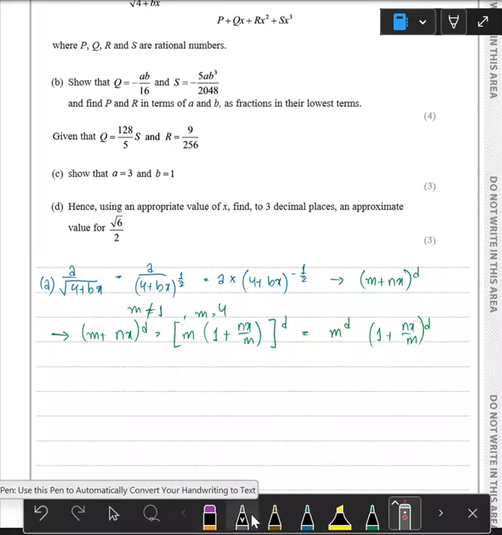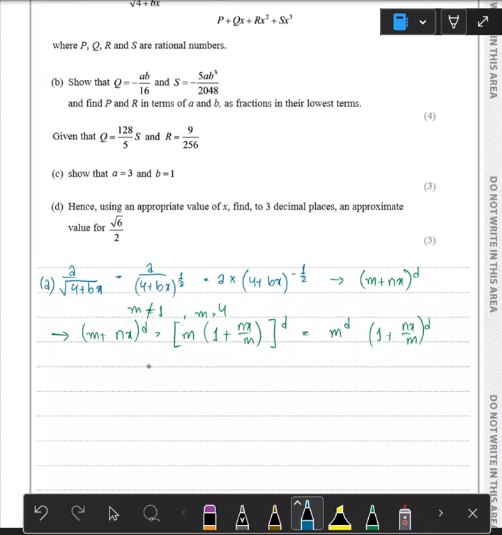So if I do the same thing for the given expression, we got the expression to be a multiplied by 4 plus bx to the power negative half. We will be working with just this part of the expression. A is a constant, so it won't be causing such a big effect, so we can just leave it as it is.